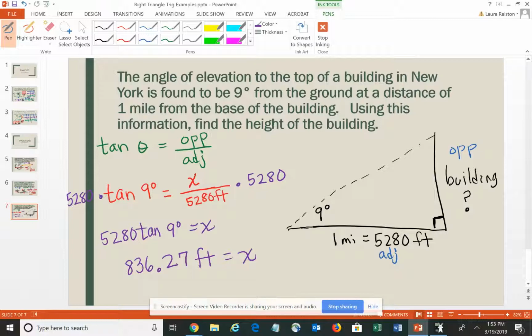Again, I put it in terms of feet because that's kind of the standard unit for measuring the heights of buildings. I hope you found these examples helpful, and keep watching.